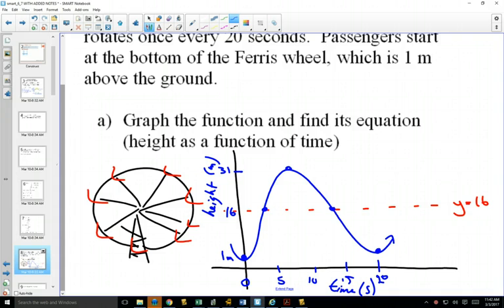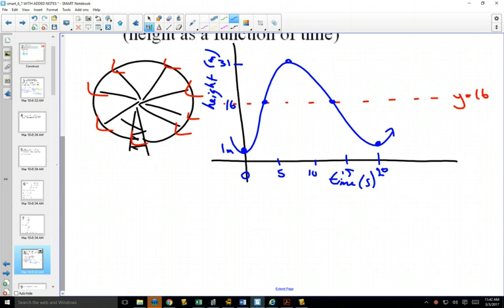So it said graph the function. We've done that. We need to find its equation. How many equations do you want to do? You want to do 4 again? Sine, cos, positive sine, positive cos, negative sine, negative cos? Or do you just want to do 2 of them? Or do you just want to do 1? Just sine? We'll do 1 in sine and 1 in cos.